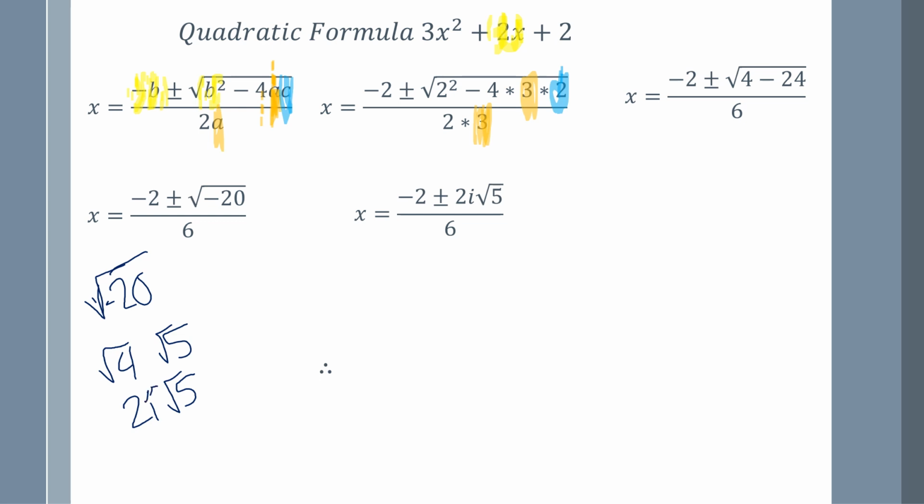Outside always. So on your ACT, you may be solving equations where you have to deal with imaginary stuff. So that is how I got 2i√5: 2 on the outside, the imaginary letter i next to it, and then 5 inside of the radical. Alright?